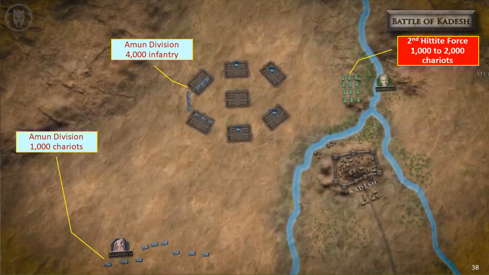Just a quick note, this is one possible interpretation of the way the battle flowed. There are many others, so this is the one I've selected, which I think is probably the closest to reality.